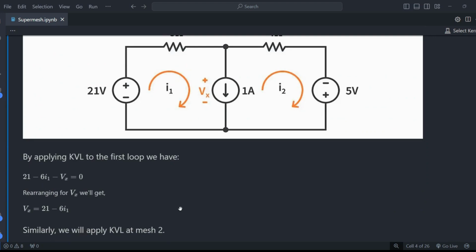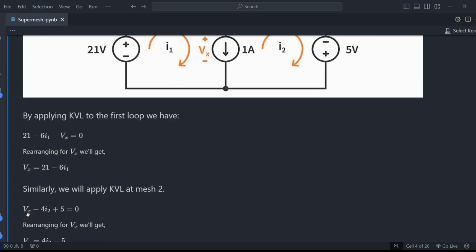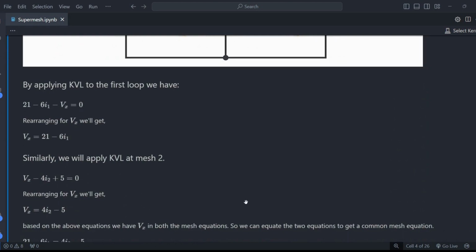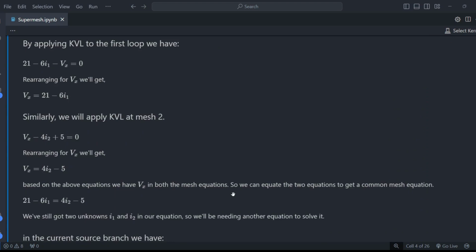By applying KVL to this second loop, we get Vx minus 4I2 plus 5 equals 0. Rearranging for Vx, we get Vx equals 4I2 minus 5. Based on these equations, we equate them, omitting Vx, and we get 21 minus 6I1 equals 4I2 minus 5. We are not going to be able to solve this equation because we have two unknowns, I1 and I2. So we will need another equation to solve it.